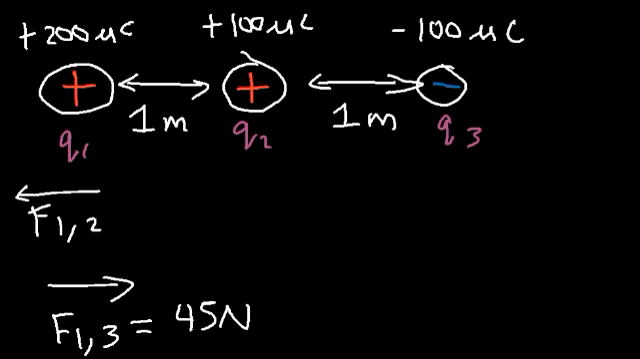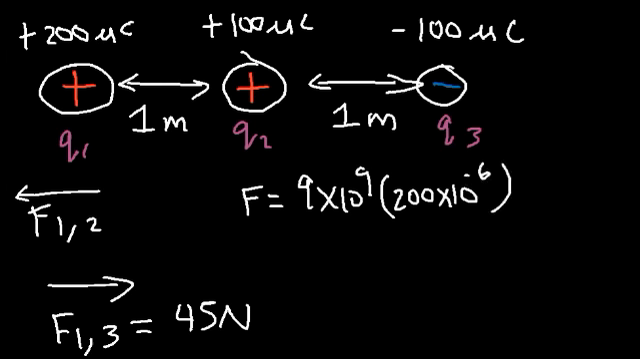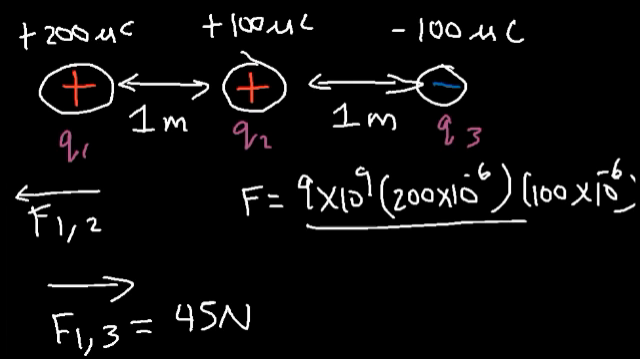But let's calculate it. So F is equal to K, which is 9 times 10 to the 9, times Q1, which is 200 times 10 to the minus 6, times Q2, which is 100 times 10 to the minus 6, divided by R, the distance between Q1 and Q2, which is 1 squared. So if you type this in, you should get 180.